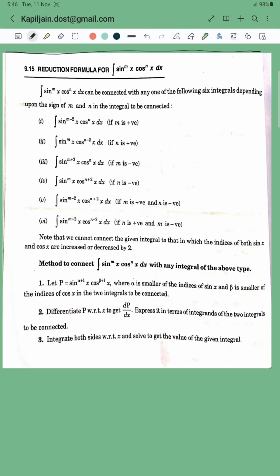आज के इस वीडियो लेक्चर में हम रिडक्शन फॉर्मूला ऑब्टेन करेंगे फॉर द इंटीग्रल sin^m x cos^n x dx. Let's say this integral is I.